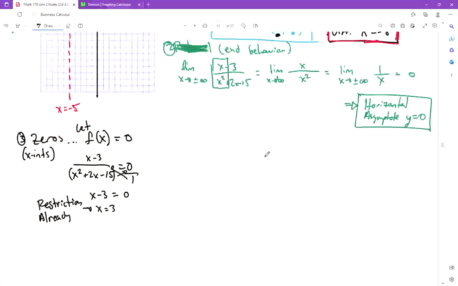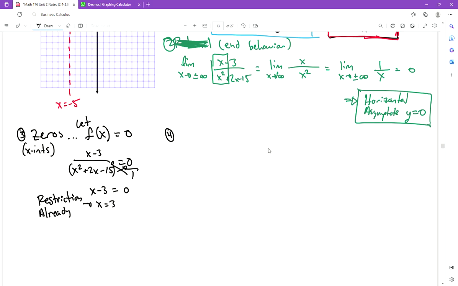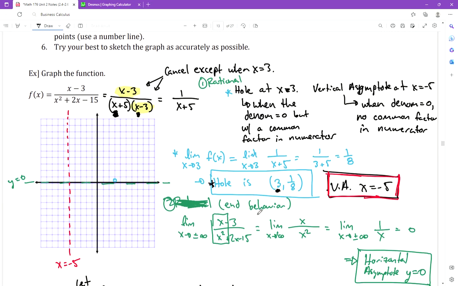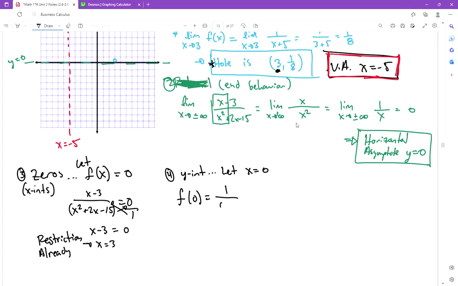Then one other thing that we can get, I'm going to say this is number 4. Let's get the y-intercept. The y-intercept is when we let x equal 0 in the function. So we would do f of 0. When we plug in 0, we could do it in the simplified one. So that one's easier to work with. Let's use that. If I plug 0 into that x, I would have 1 over 0 plus 5, which is 1/5. So the y-intercept is 0 and 1/5.